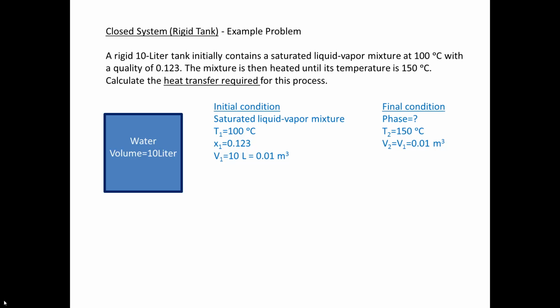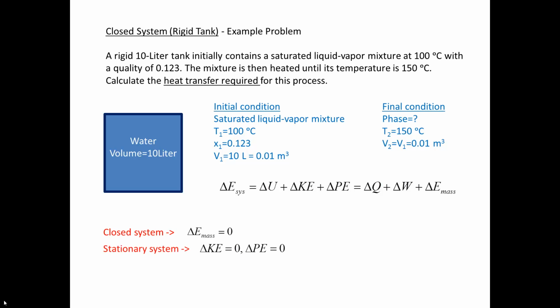In order to find the heat transfer, we start with energy balance and energy transfer equation from the first law of thermodynamics. Using the given information, we can confirm it is a closed system, therefore no energy transfer by mass flow. It is also a stationary system, so there are no kinetic and potential energy changes.